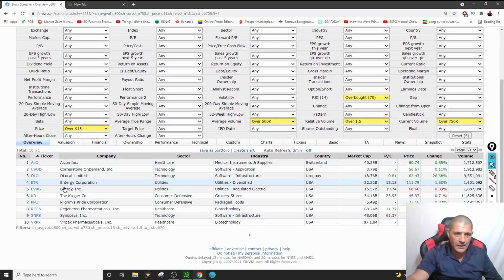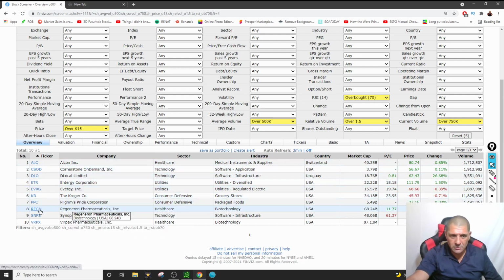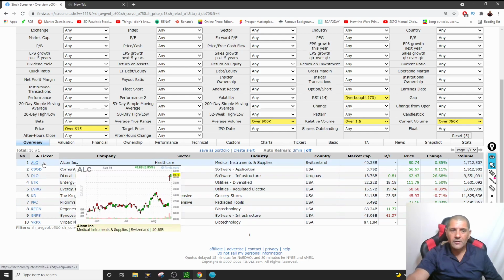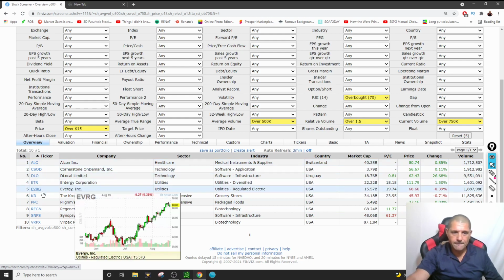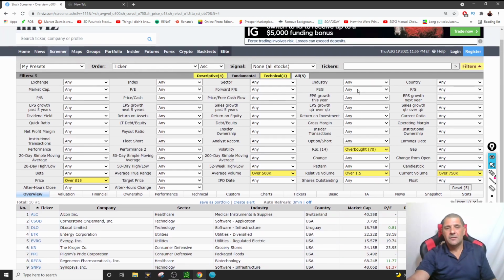Now if you look right here, these stocks are overbought, okay? It's a very easy scanner, a screener that you can do on Finviz every day after 6 p.m. You can do this screener and identify some of the stocks that are overbought and oversold.